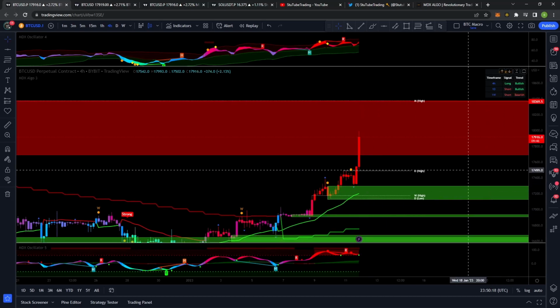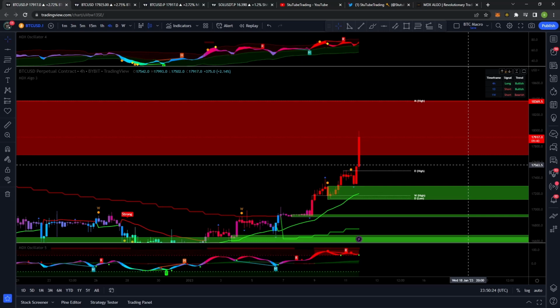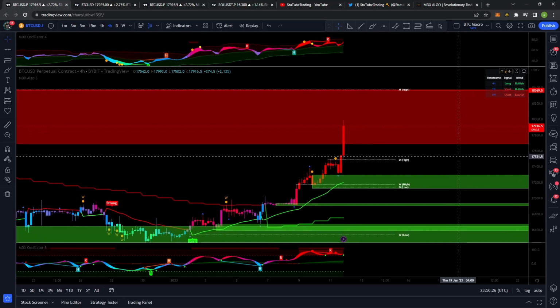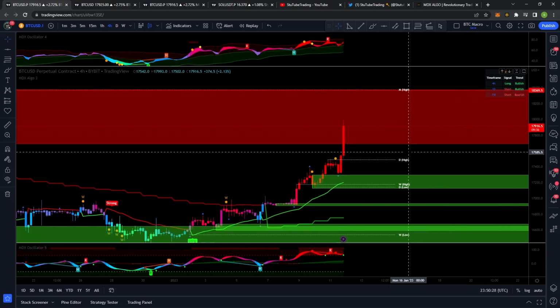That's how it looks to me like it picks where the supply and demand zones are. So it's very cool that they line up with how I map out resistance and support. So that's kind of why I call it that.